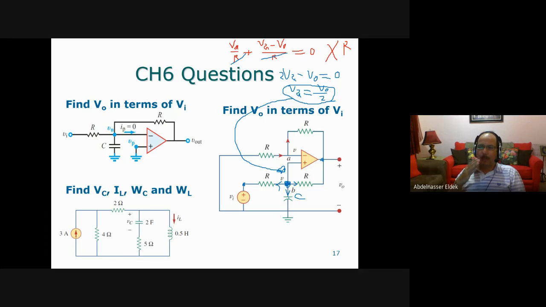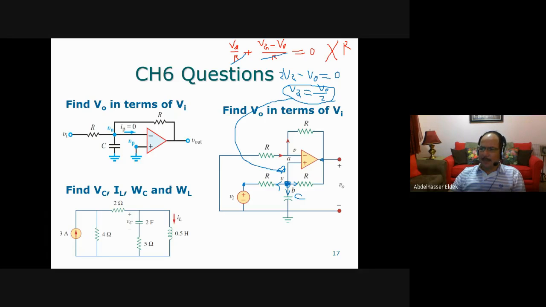Remember that what you need to do is to substitute VB equals half VO. Then in this case, you will have the equation purely in VO and Vi. Then you can find VO, the output, in terms of the input.